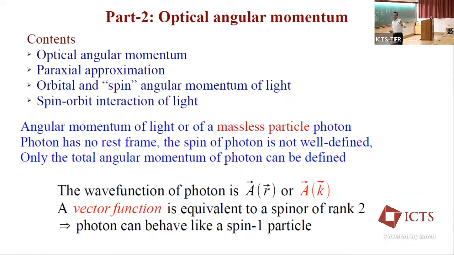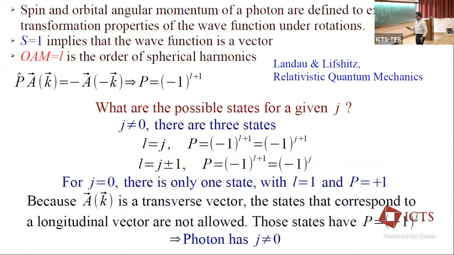Because the rank of a spinor is twice s. If it is 2, then its spin would be 1. Spin half is a spinor of rank 1, so it is twice s: 2 into half is 1. Okay. So in that sense, you can say the photon carries a spin angular momentum of 1.